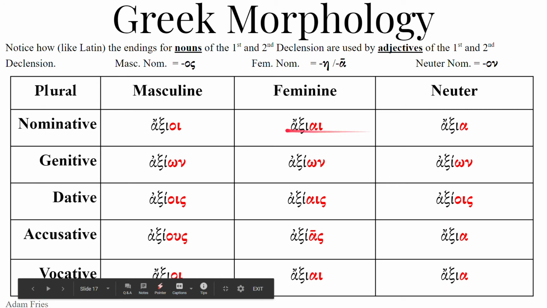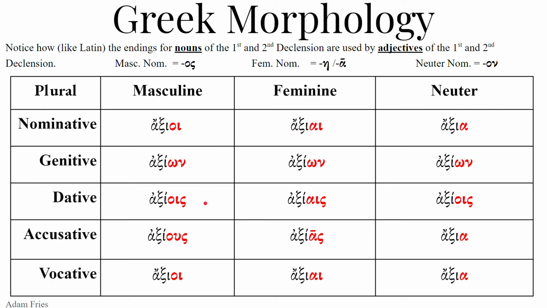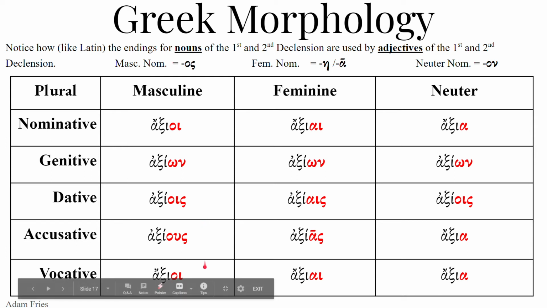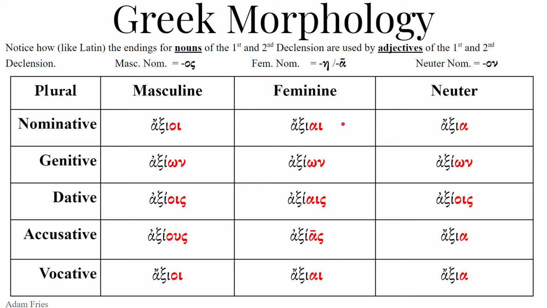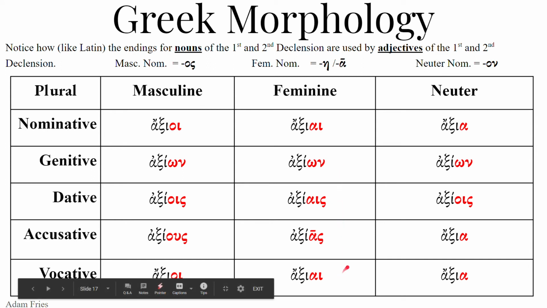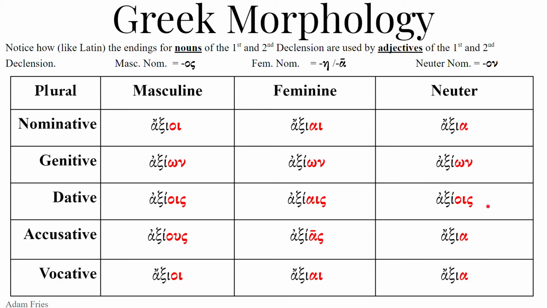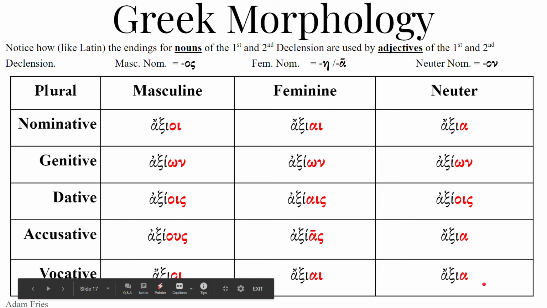and for the plural, axioi, axion, axiois, axious, axioi, axiai, axion, axiais, axias, axiai, axia, axion, axiois, axia, axia.